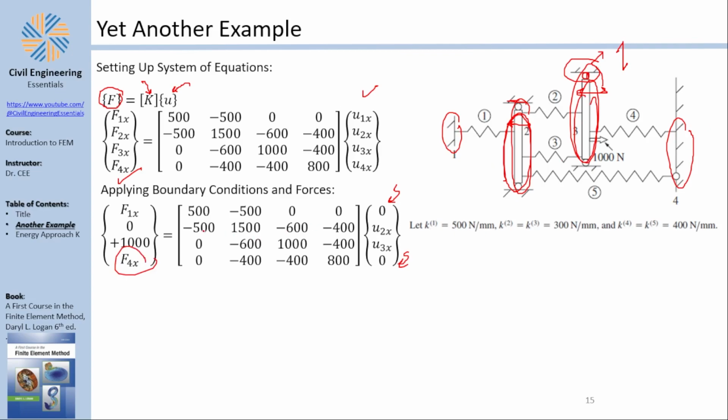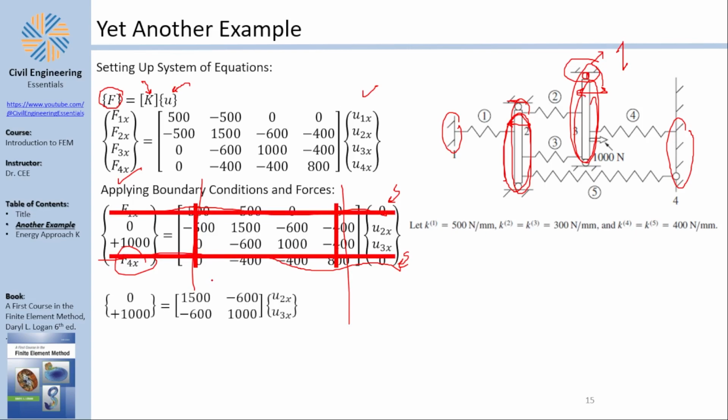Now, with that being said, you can solve this. How can you solve that? Well, you have zeros here, which means you can eliminate the first column because the first degree of freedom is fixed. And you can eliminate the fourth column, because the fourth row is fixed. Similarly, fourth column, fourth row, what remains is basically the system of equations. And you can solve that. And if you solve this, you find the displacements which are in millimeters.